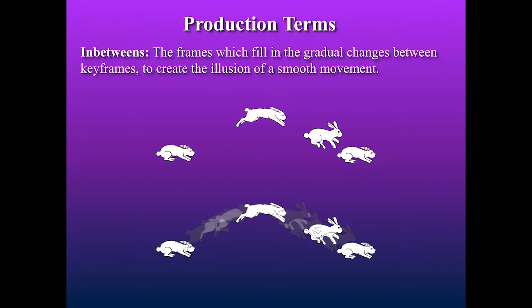Production terms. In-betweens are those frames which fill in the gradual changes between keyframes to create the illusion of a smooth movement. So you make your keyframes, you've got your rabbit crouching, your rabbit leaping, your rabbit about to land, your rabbit crouching again, and then you go back and you say, what kind of in-betweens will there be? Well, then you put in the in-betweens and you see there's just this complete smooth motion across the bottom there.